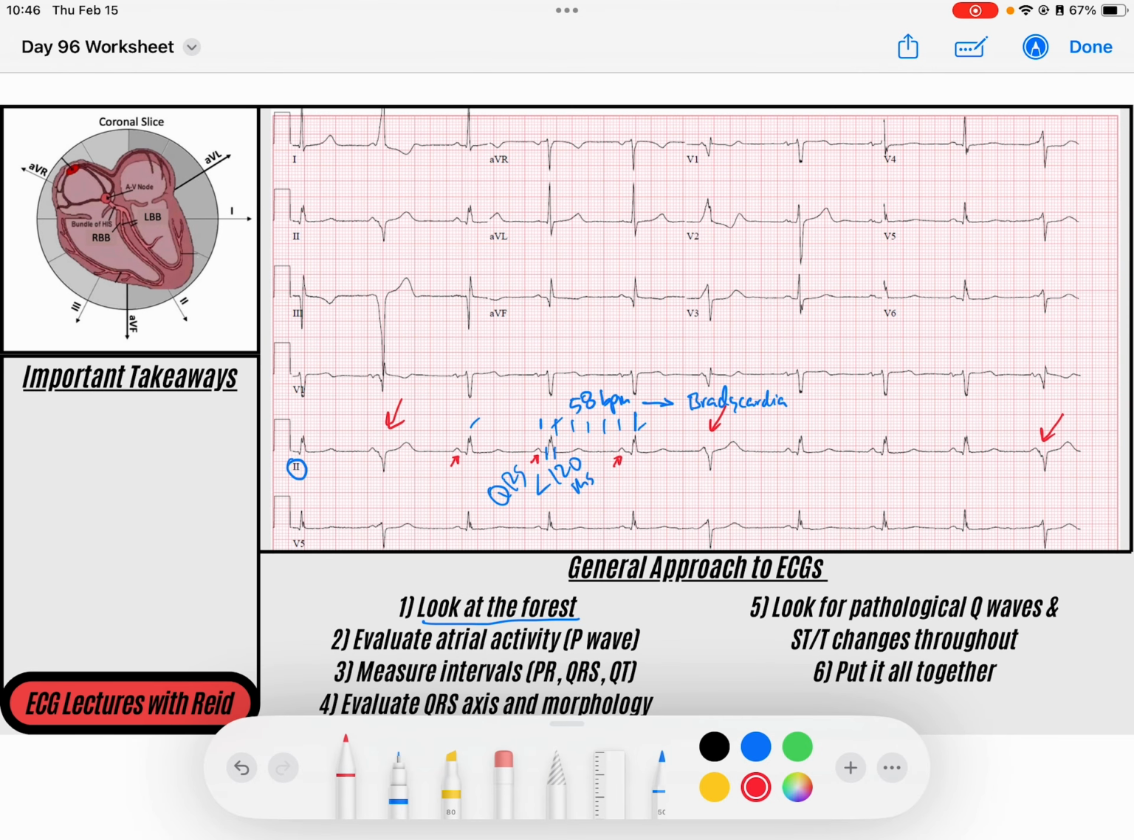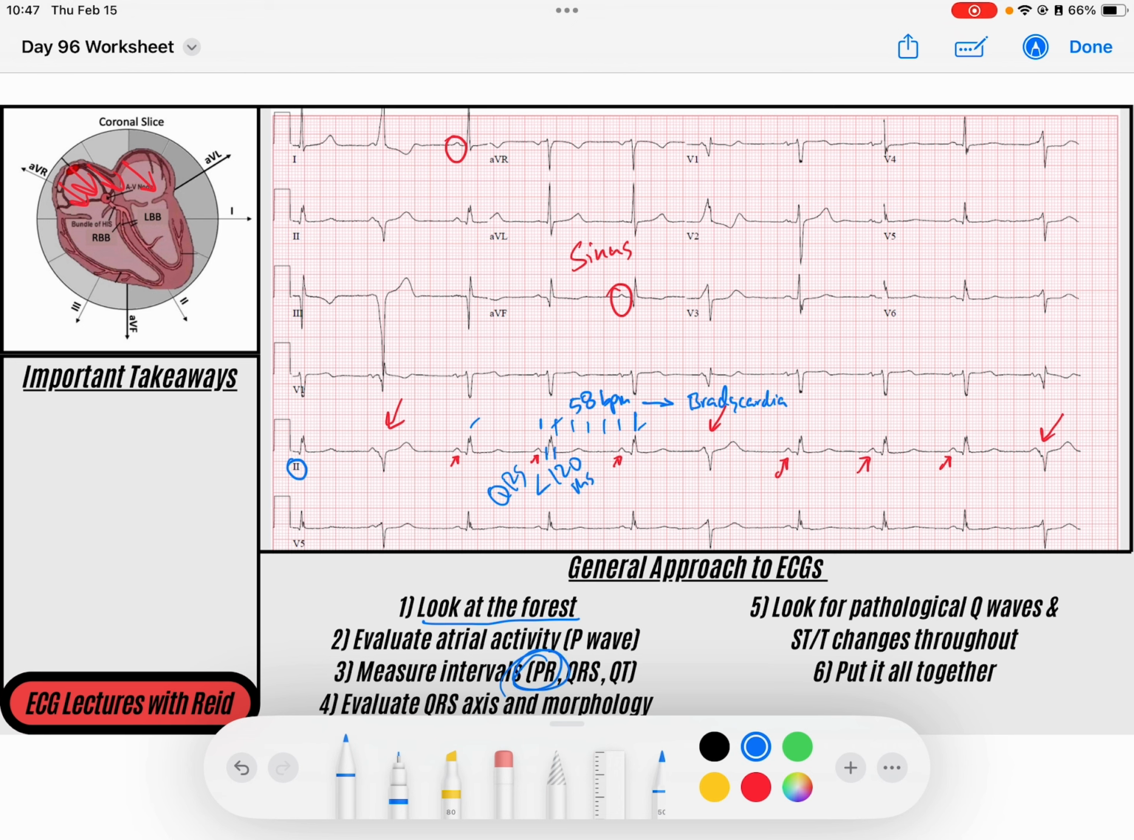So let's evaluate those P waves. The P waves are upright in lead 1. They are upright in AVF. It tells me that they're going down and to the left, which is common if they're originating from the high right atrium SA node. So these are sinus P waves. And so I scan throughout and I see that all of my P waves are these nice sinus P waves. This is likely a sinus bradycardia, but before we can really say it, let's evaluate our PR intervals.